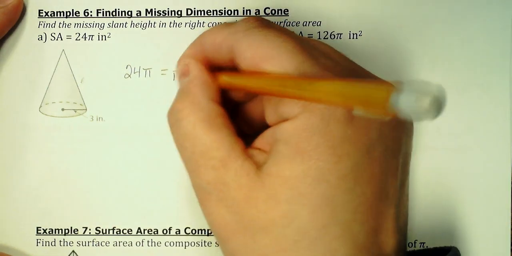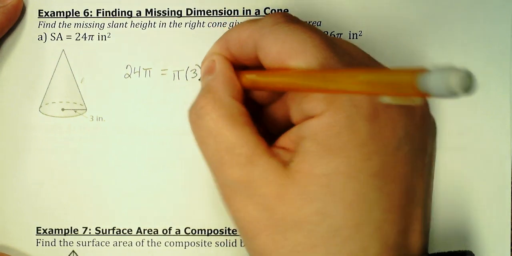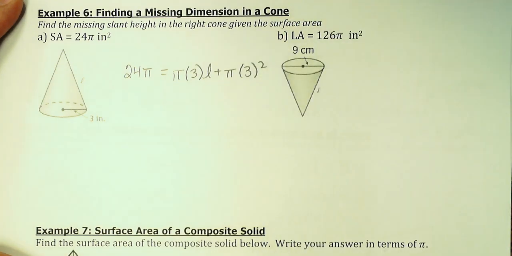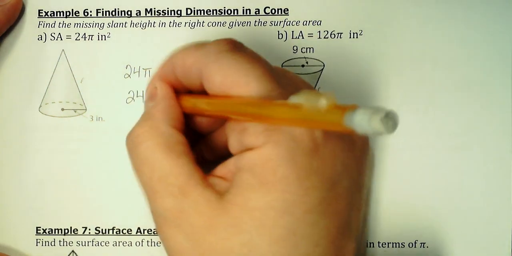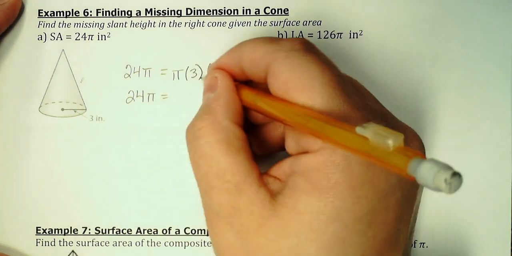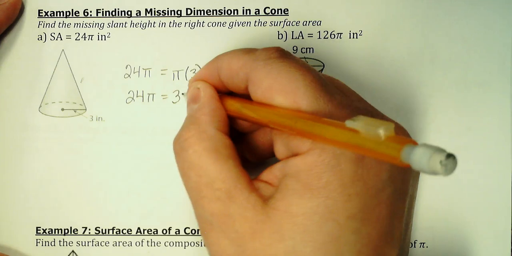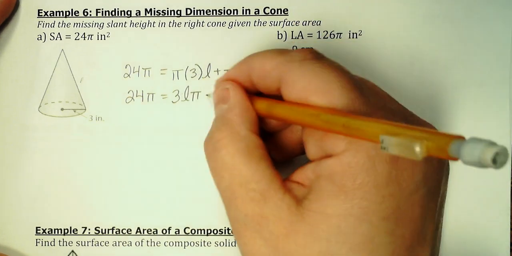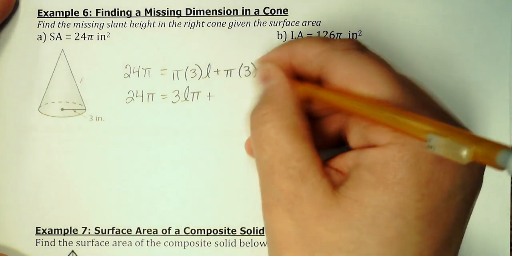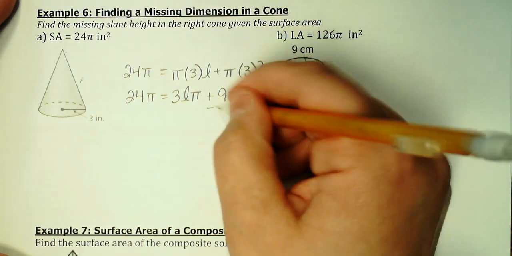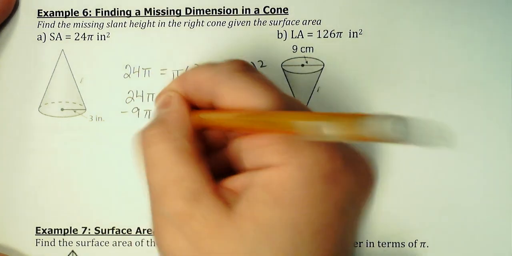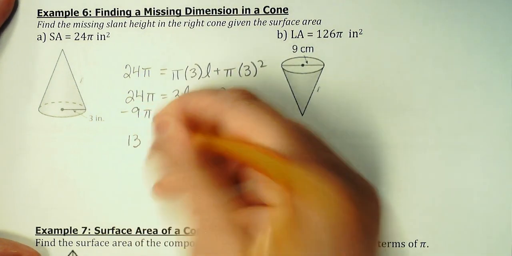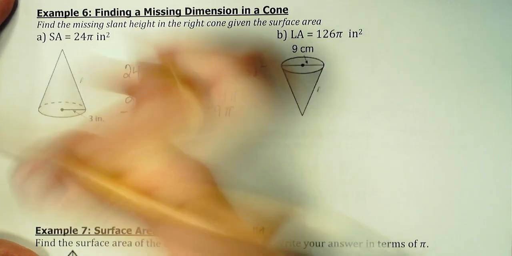So this is pi times the radius, which I do know, times the slant height, plus pi times the radius squared. So I am able to plug in the radius here. This is 24 pi. This would end up being 3 times the slant height times pi. So the slant height's a number, we just don't know what it is yet. Plus, this is going to be 3 squared, 9 pi. Now I'm going to go ahead and subtract 9 pi. Pis don't cancel out. This is just like combining like terms, so I'm subtracting this. So this is going to be 15 pi.